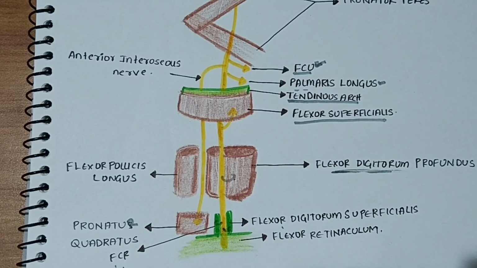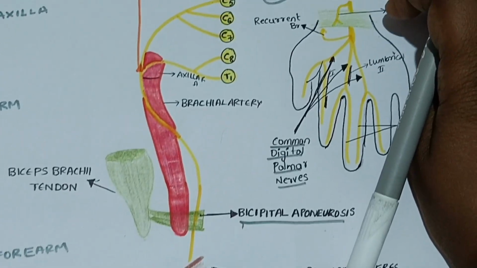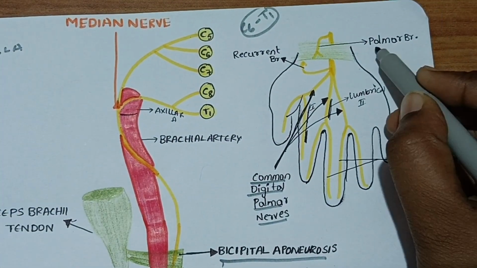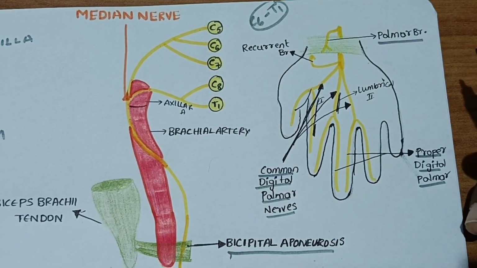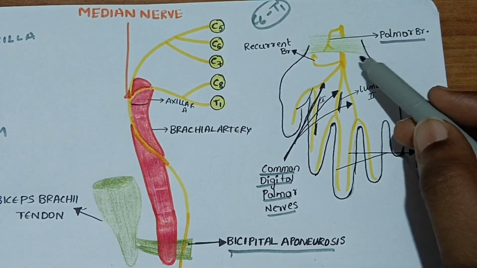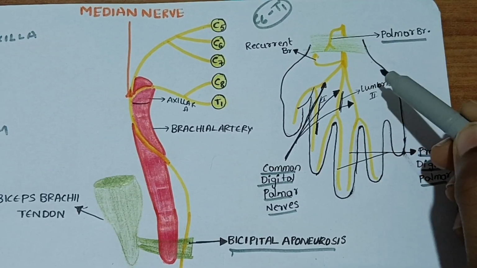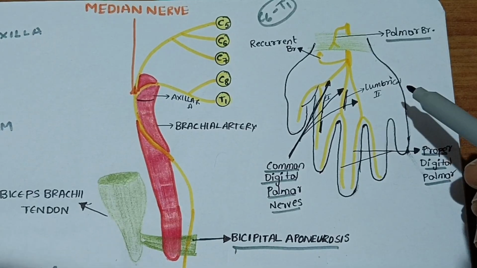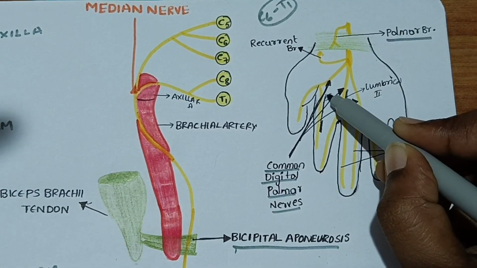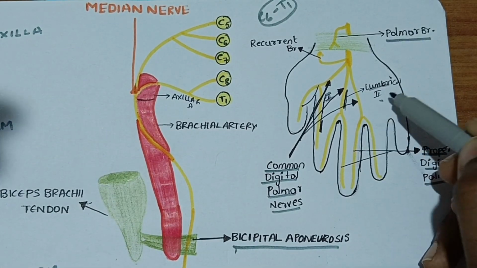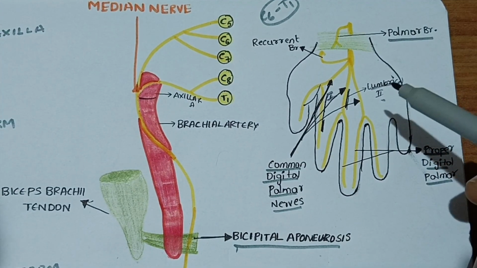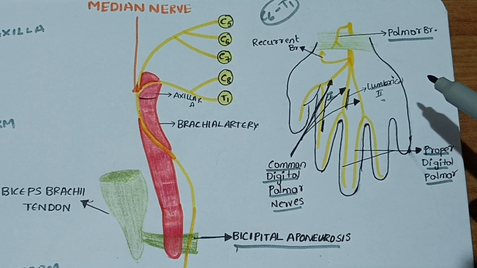It crosses the retinaculum. Before entering the retinaculum, it gives a palmar branch, which supplies the retinaculum. It is going to give three common digital palmar nerves, and it is also supplying the lumbrical 1 and lumbrical 2. There are four lumbricals, right? So here it gives nerve supply to lumbrical 1 and lumbrical 2.